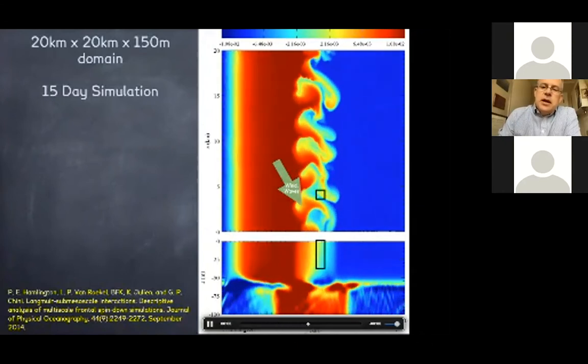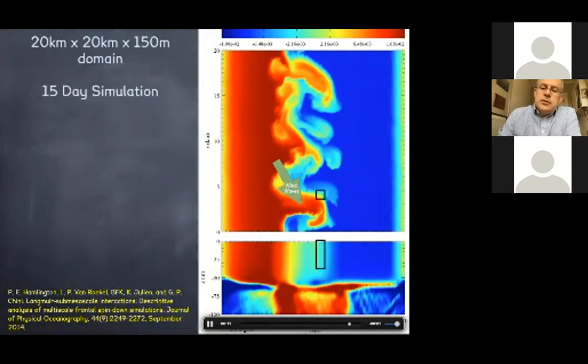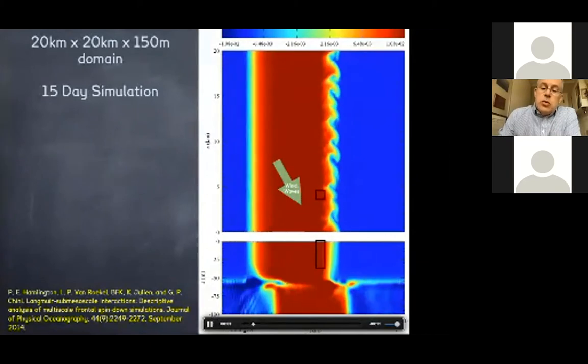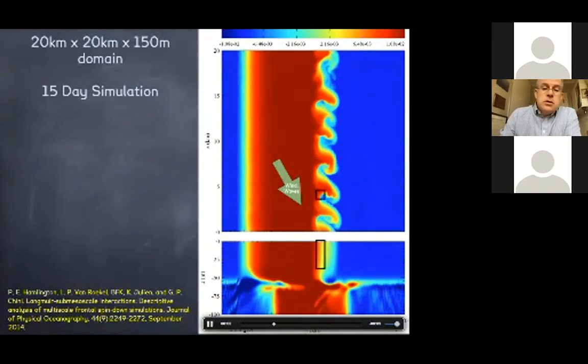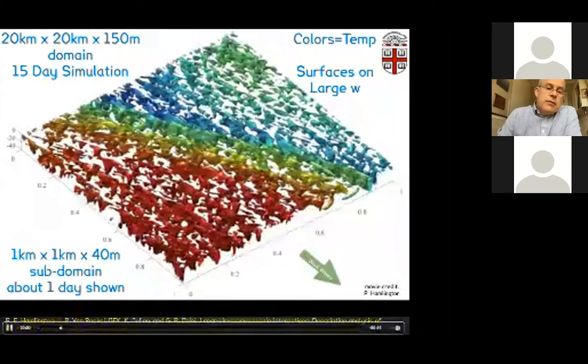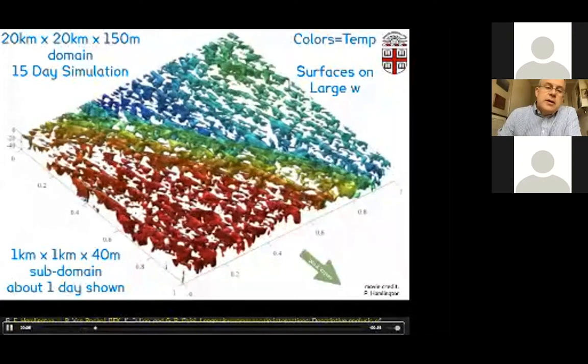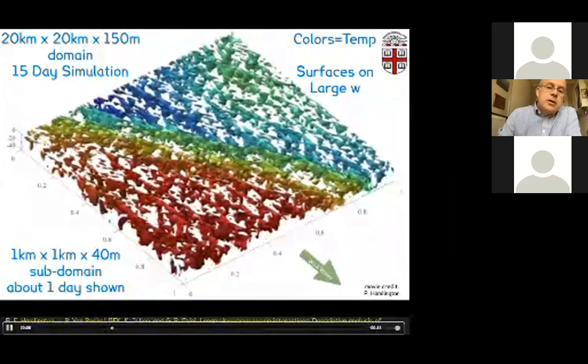These features are a few kilometers in size. They're forming off of these temperature fronts. We have one more box, a 1 kilometer by 1 kilometer box. And now we've zoomed down to approaching human scale, anyway. We have a 1 kilometer by 1 kilometer box in just the upper 40 meters.